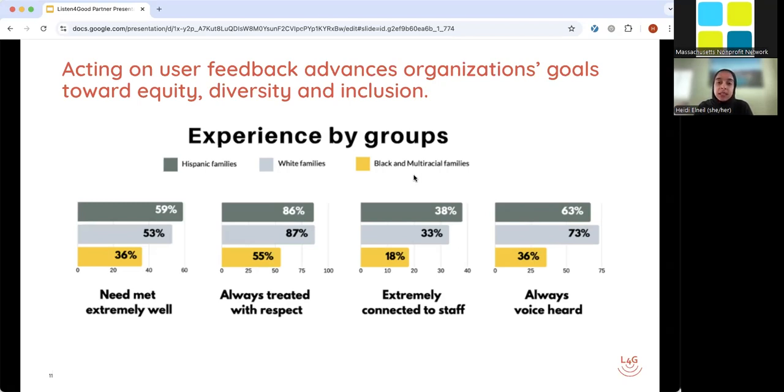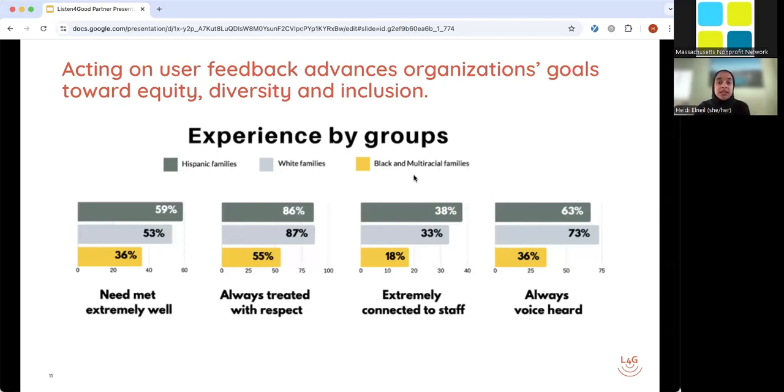And so when they did their initial survey, when they looked at the data in aggregate, they were getting pretty positive client satisfaction results, right? That people were saying they were having pretty good experiences. When they disaggregated by race and ethnicity, they saw that their Black and multiracial families were having a very different experience. And this was something that was hidden when they looked at the data in aggregate.